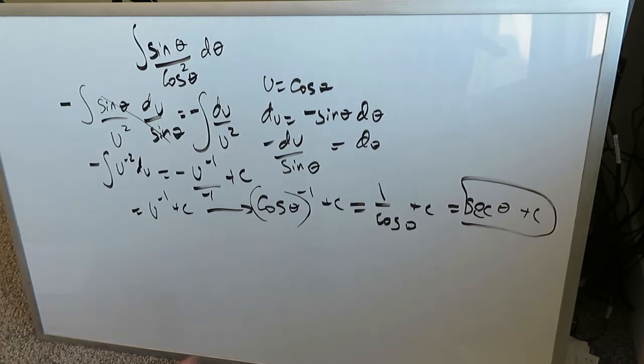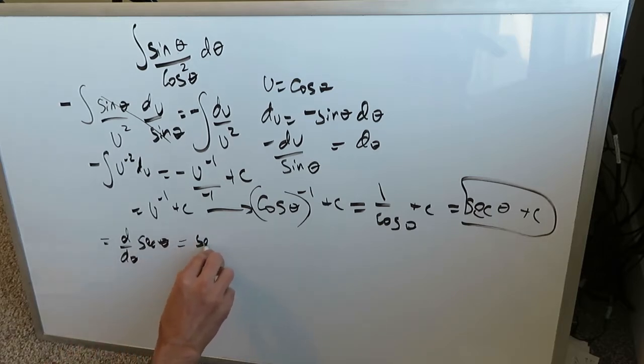Let's just quickly show you that if you did the derivative of this, you'd actually end up with that, and I'll show you right over here. You're basically looking at the derivative of secant theta. When you do the derivative of secant theta, you basically get secant theta tan theta, right?